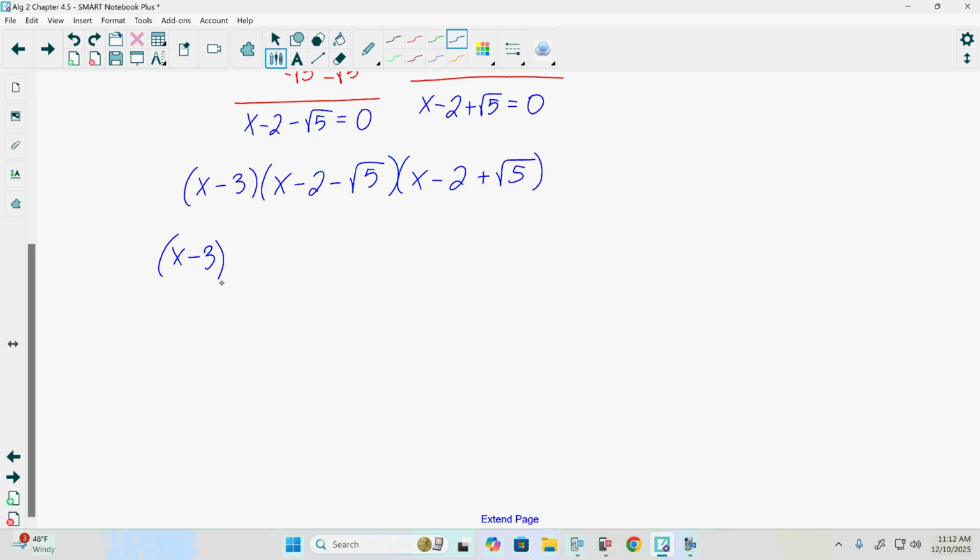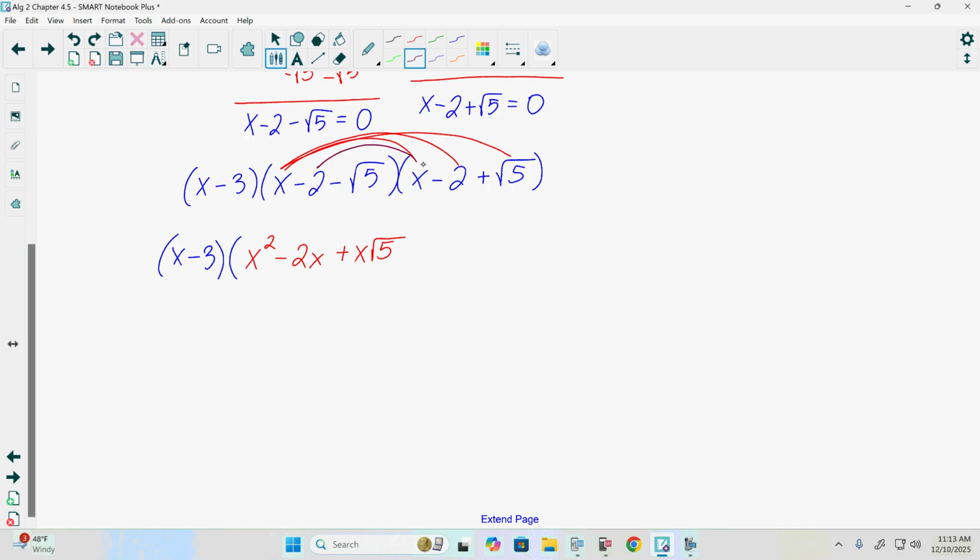Because when we multiply this here, we're going to distribute the x across. So x times x is x squared. X times negative 2 is negative 2x. X times the positive square root of 5 is going to be positive x square root of 5. We can't multiply the x inside the radical. The only way we could is if x was also inside the radical. It's just multiplying outside.